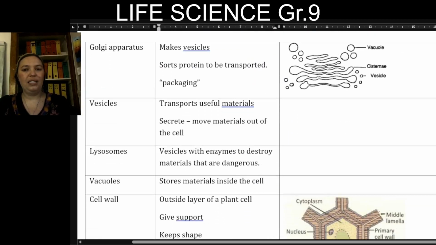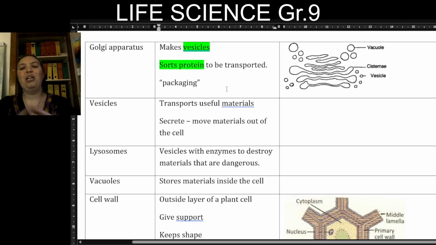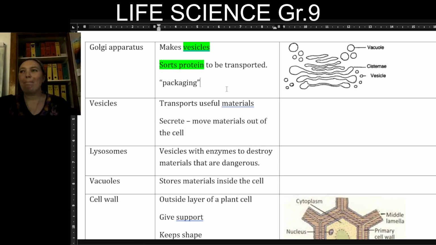Okay, the next one, we've got the Golgi apparatus. What that does is it makes vesicles. It also stores protein. So you can pretty much see this as a packaging factory. It's the factory where things go, here's some protein, what do I need to do with this? You go there, please take this to that place. So it sorts it out and basically packages it so that it can be transported to other places.